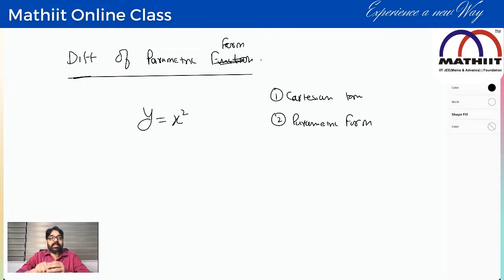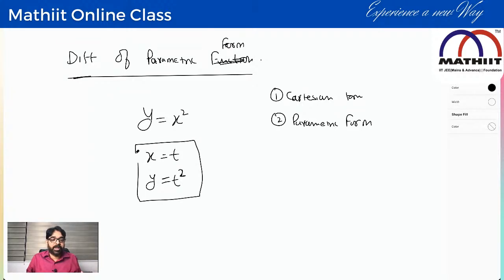So if I say this function y equals x square, can I write it in parametric form? Yes, you can write it in so many ways. It's up to you. I can say x equals t and y equals t square. That is the parametric form. Why so? Because if you put the t value for x here, it will become y equals x square only. So this is called the Cartesian form because this has a direct relation.